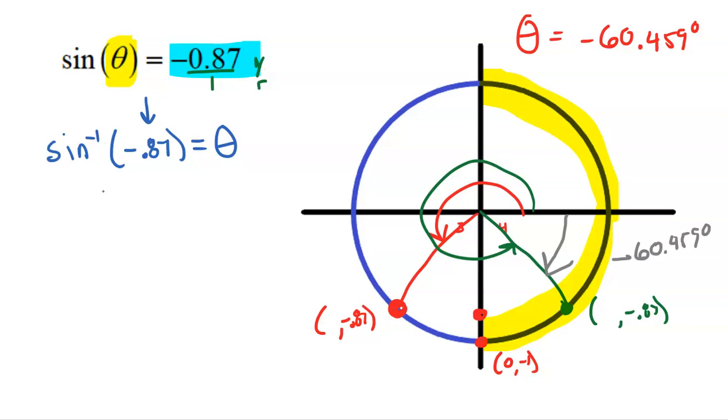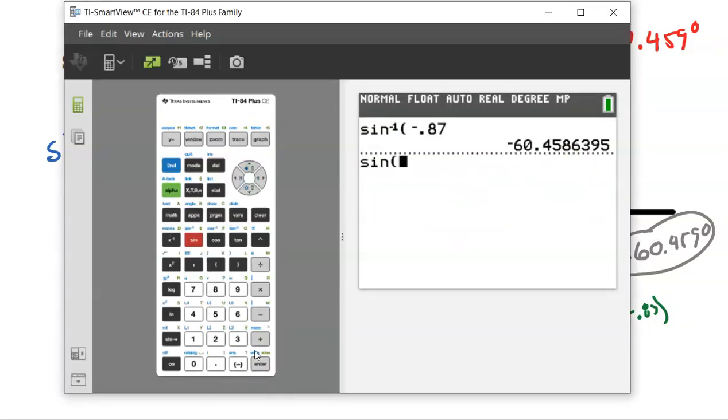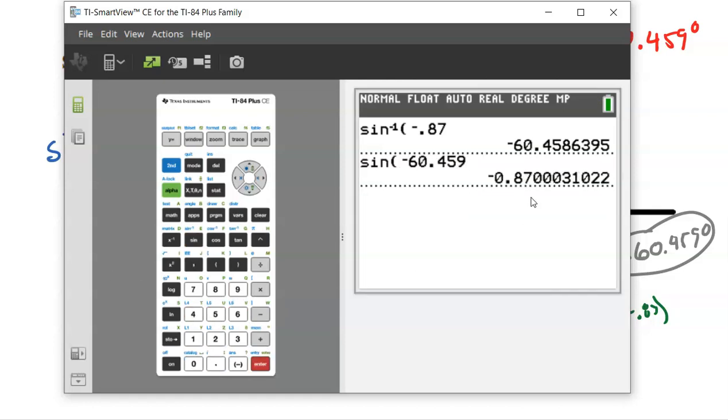So this is where we say we just have to define the inverse of sine to only exist from negative 90 degrees for our outputs to positive 90 degrees. Well, yeah, so you get the point. So again, that's my answer. I'm not trying to say this isn't my answer. Obviously it is, right? And again, check your work on your calculator. Sine of negative 60.459 degrees is, oh, boom, negative 0.87. A little bit off because I rounded, but essentially negative 0.87, right?